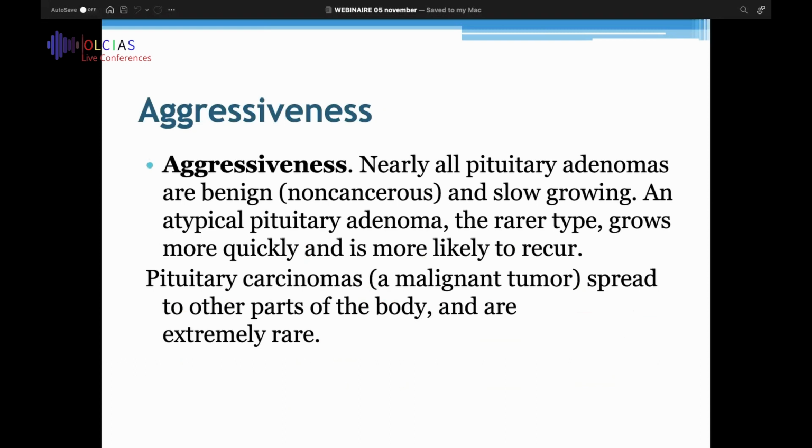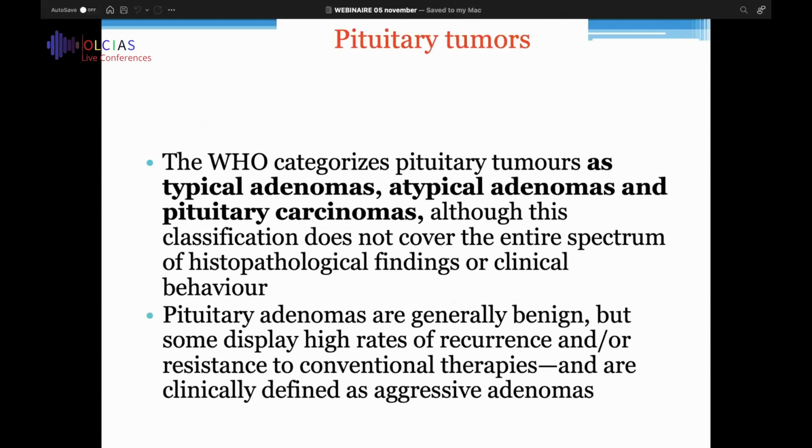According to aggressiveness, nearly all pituitary adenomas are benign tumors and slow-growing ones. An atypical pituitary adenoma, the rarer type, grows more quickly and is more likely to recur. So, according to aggressiveness, we have typical adenoma, atypical adenoma, and we have the pituitary carcinoma. Pituitary carcinoma is a malignant tumor that spreads to other parts of the body, and it is extremely rare.